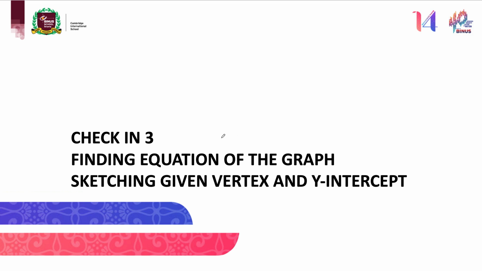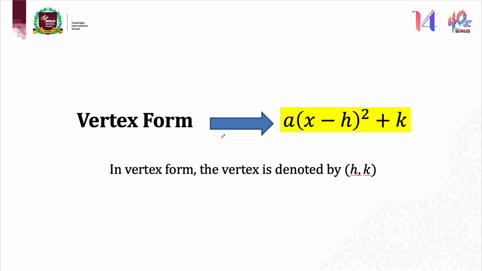Okay, so first I will remind you about the vertex form. In this case, we can take directly the vertex coordinate, which is h, comma k. This h, this k, yeah. Note that in this case, the form is x minus h, then you get the h directly.